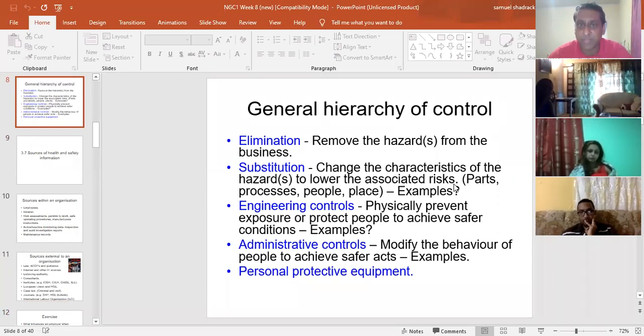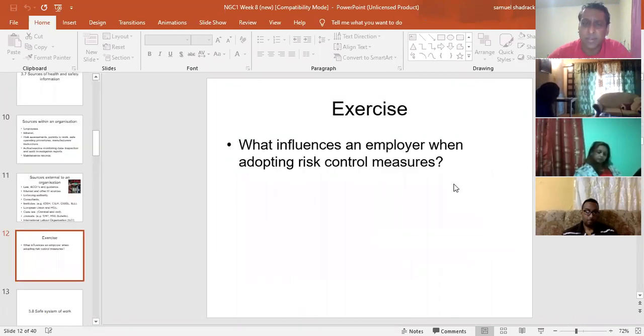I mentioned one of them is finances. If the employer had a choice to eliminate or to give PPE, it may be cheaper to issue an earplug, right? But for some companies, money is not an issue. A lot of companies are concerned with how low the risk could actually be reduced. So that's like a moral reason. Having reduced risk to the lowest will be good for the company, right? So that's a tricky question there.